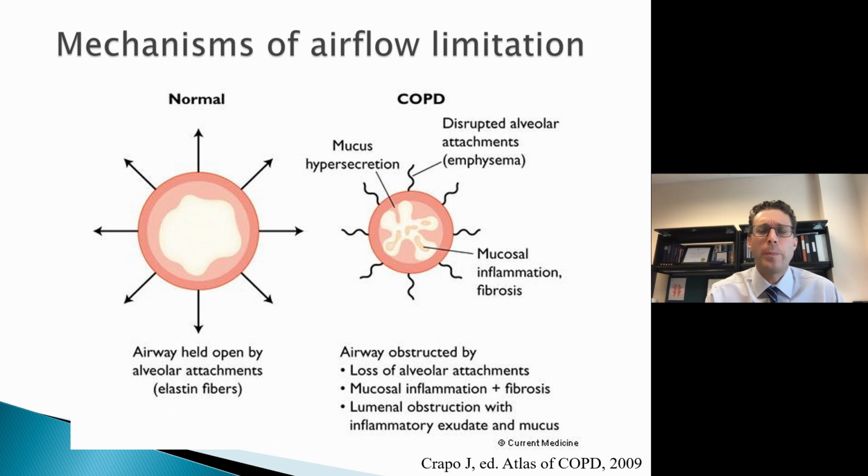So how do these pathologies lead to airflow limitation? Normally we see the airway is held open by the alveolar attachments, mostly comprised of elastin fibers, whereas in COPD, especially in emphysema, we've lost those alveolar attachments holding the airway open. We have inflammation and fibrosis in the airway lumen, and mucus hypersecretion, all of which lead to airflow obstruction.